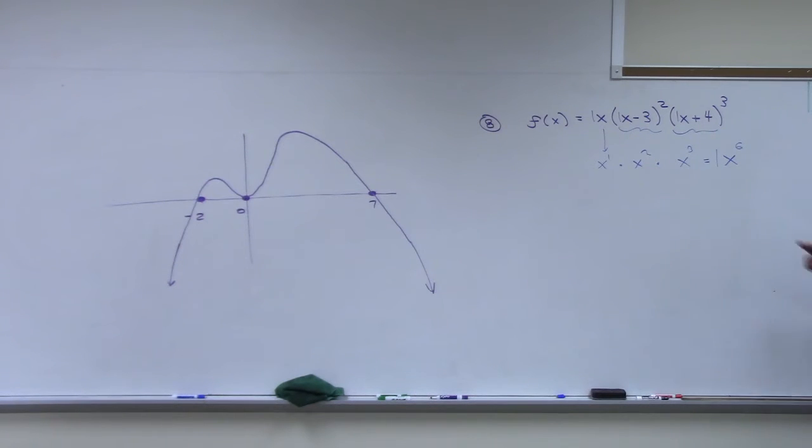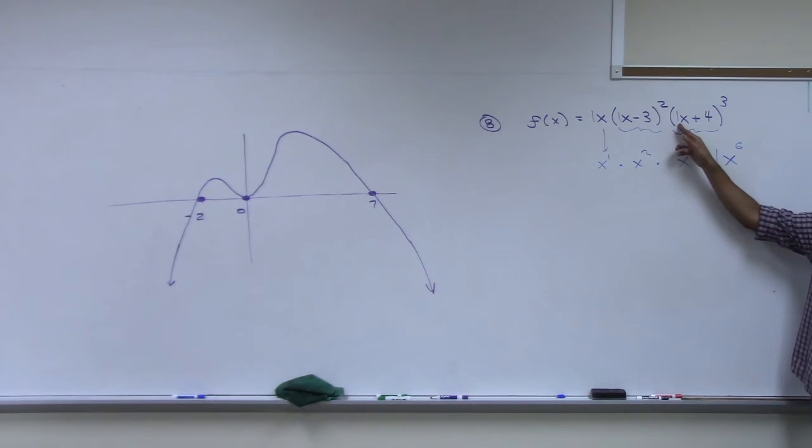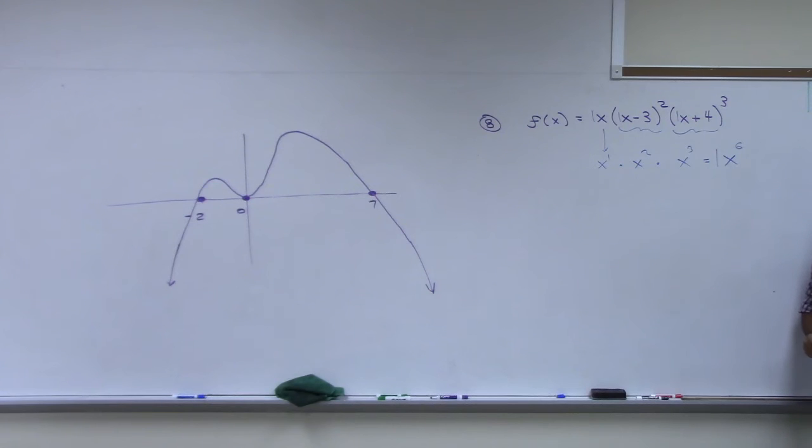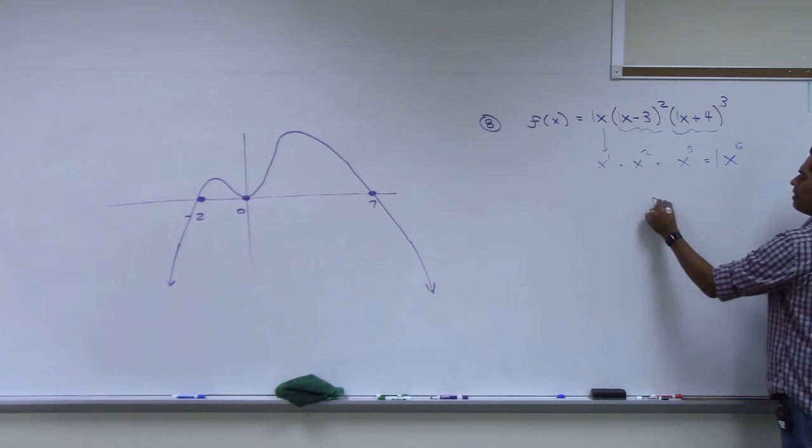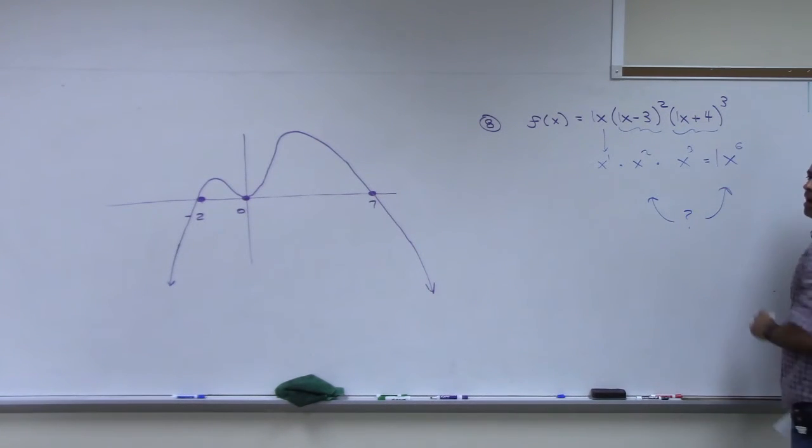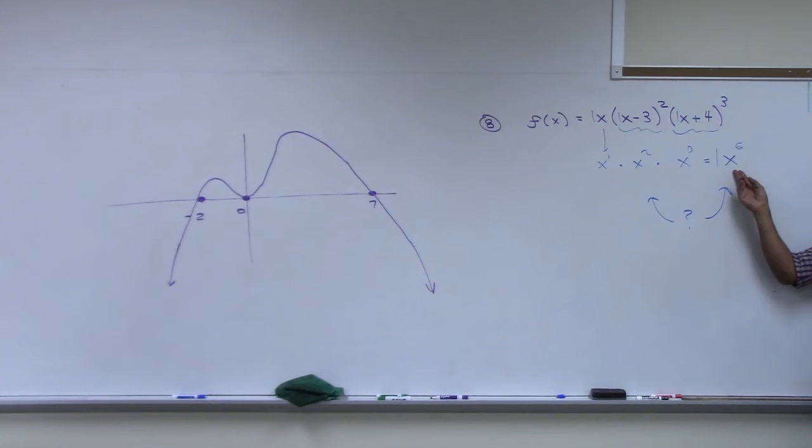Now, it would be more complicated if I put something in here like -2, but I'm not going to do that to you. Okay, so this is going to go up on the left and up on the right, because that's what even-powered polynomials do if the leading coefficient is positive. So up, up. All right?